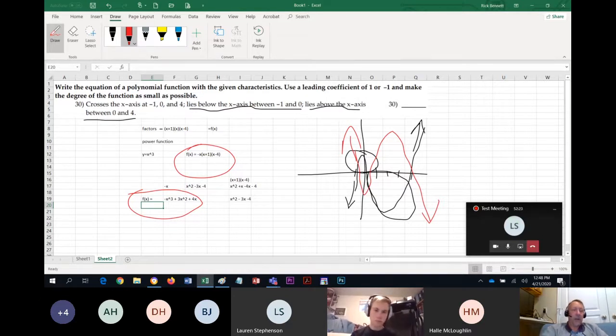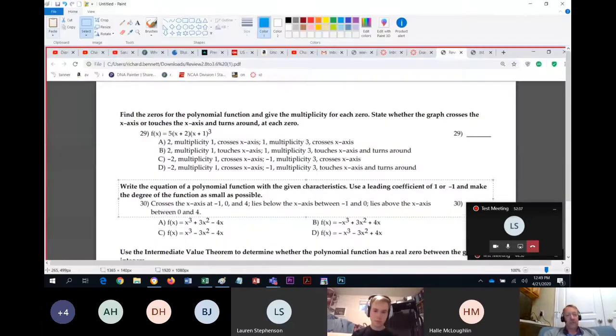But once again, if it just asked for a function, that would have been perfectly fine to just leave it like that. That's a function. Okay, a polynomial function. Okay.